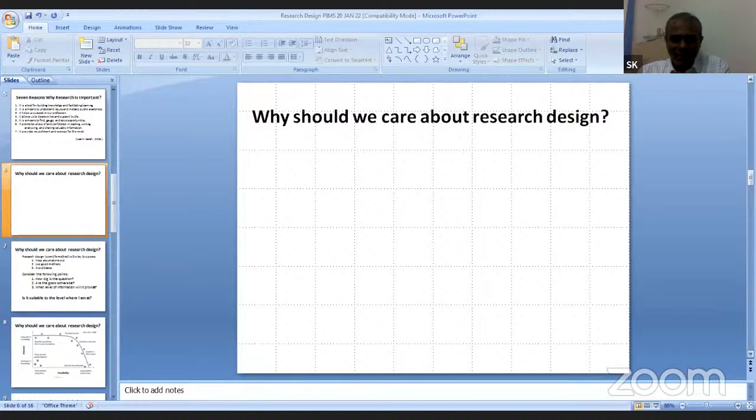It's not about just research. It's everyday life. If you have a better design, let's say you have a better vehicle that is well designed, then you can drive it better. If you have a road which is well designed, then you can drive better. So same is about research. If you have a well-designed research, then you're going to do better work with that.